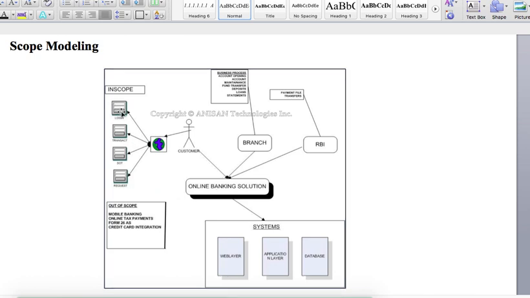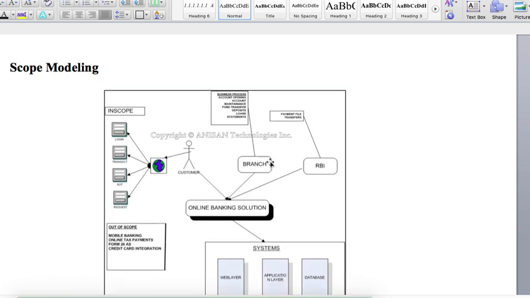If you see what is in the scope: login, transact, statement of transaction, request. These are the functionalities, and here the customer is interacting online. These are the functionalities, and the customer is interacting on the online banking solution, right? And this solution is connected through the core banking solution. This system is used by the branch as well as the federal bank, that's the RBI, for regulatory requirements.